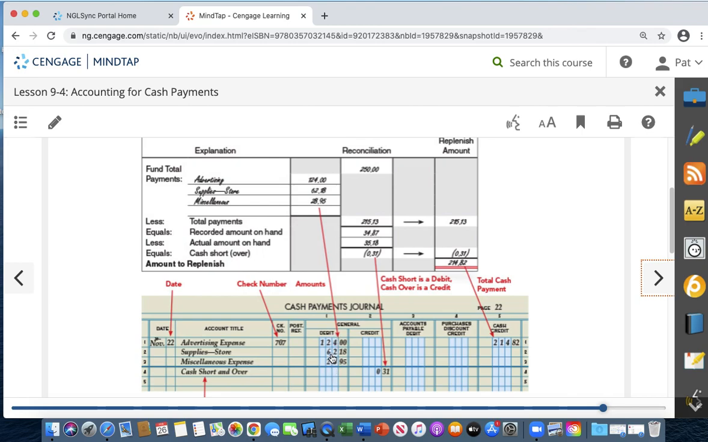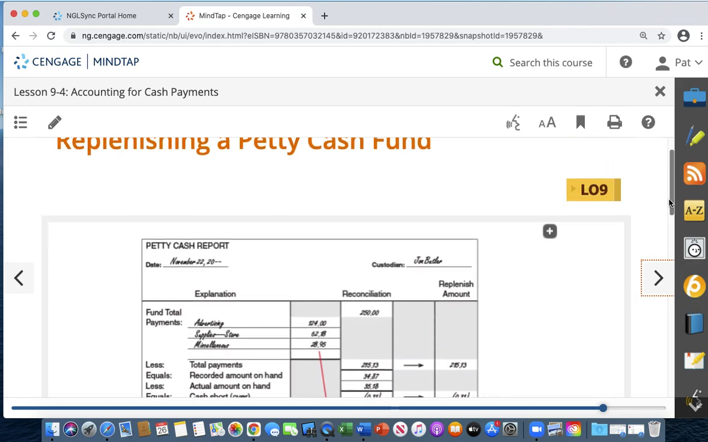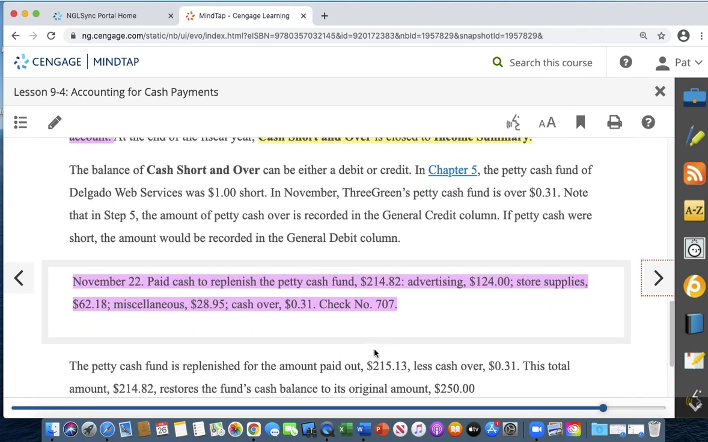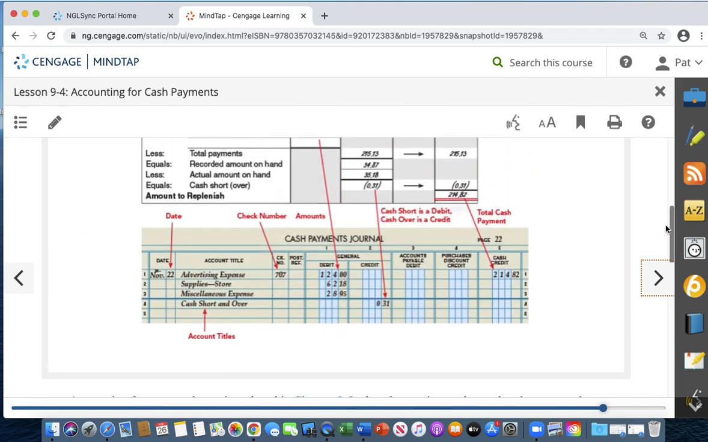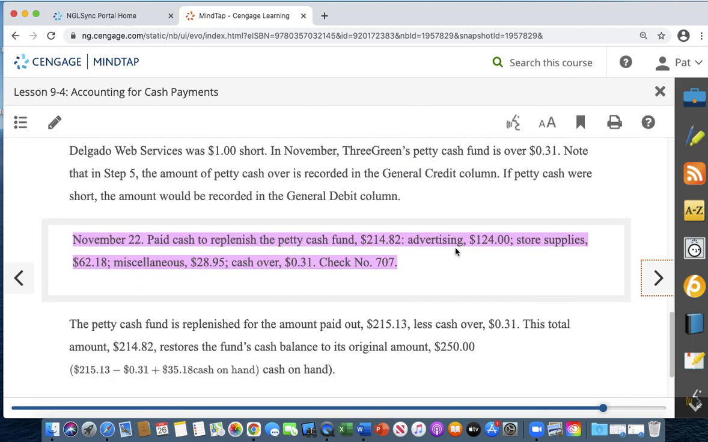Yeah. So you got the 3 debits here, and you don't really have to have it memorized, like I said. If you think of short and over, short on the left, over on the right. If it's over, you will credit it. And then obviously the 2 credits need to equal the 3 debits. So when we do our cash payment, I think they talk about it here. Paid cash to petty cash, $214.82. Right away, I'd go credit cash. Then it says you have advertising expense, store expense, miscellaneous expense, cash over.